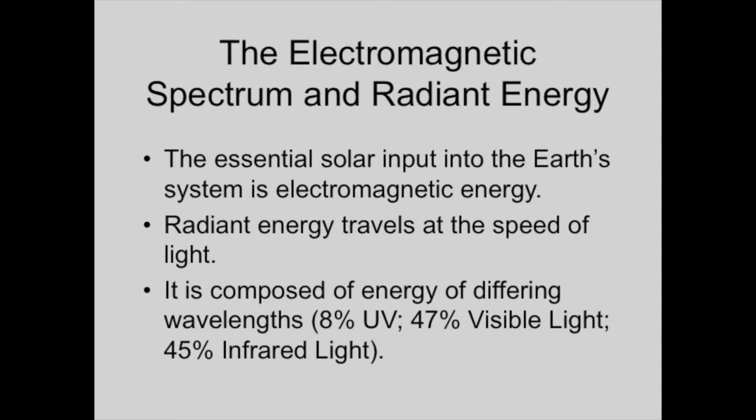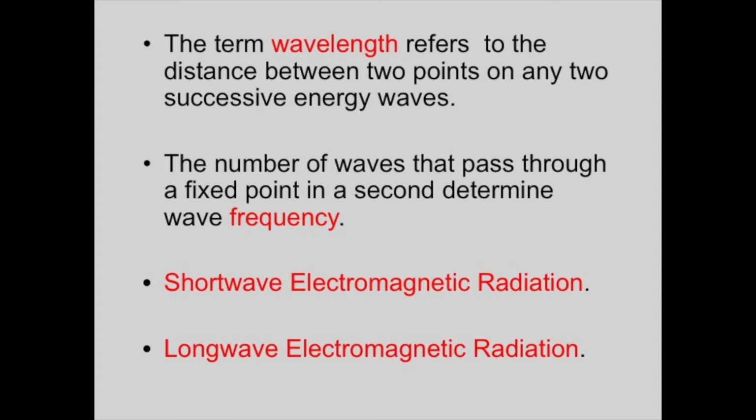Now, due to the sun's high temperature, the sun has a surface temperature of over 11,000 degrees Fahrenheit, its wavelengths are very, very short. Wavelength, in this case, refers to the distance between 2 points on any successive wave of energy. The number of waves passing through a fixed point in a second is known as a frequency. So electromagnetic energy then travels in a wave motion, and we understand it in terms of how that wave is structured and how that wave action expresses itself over time.